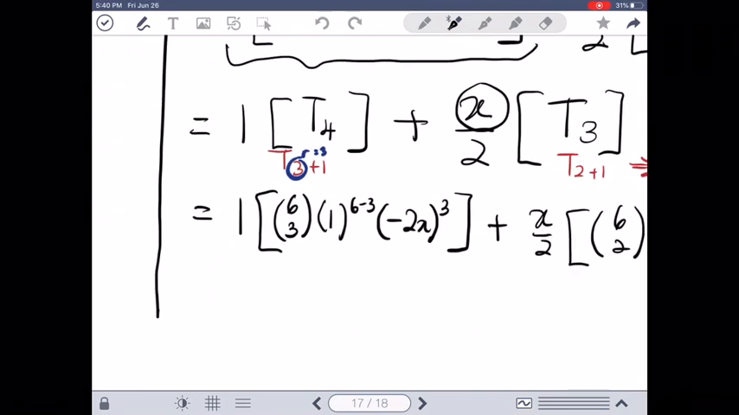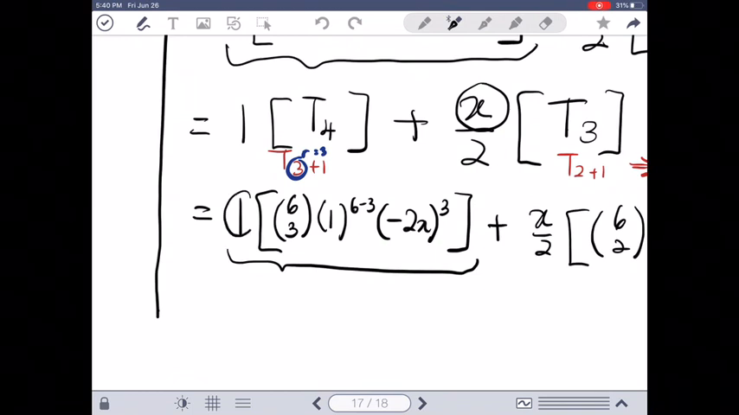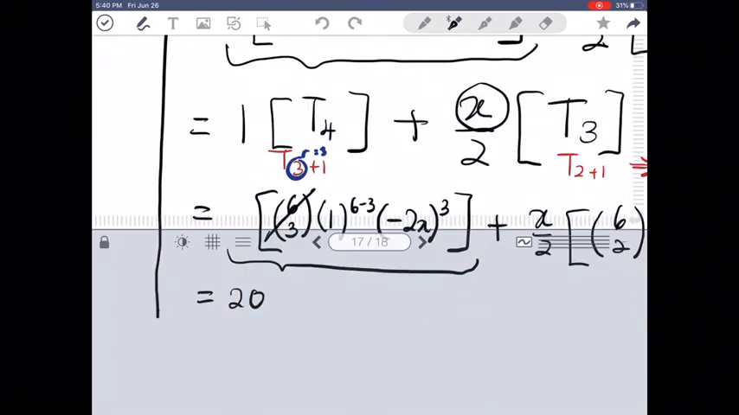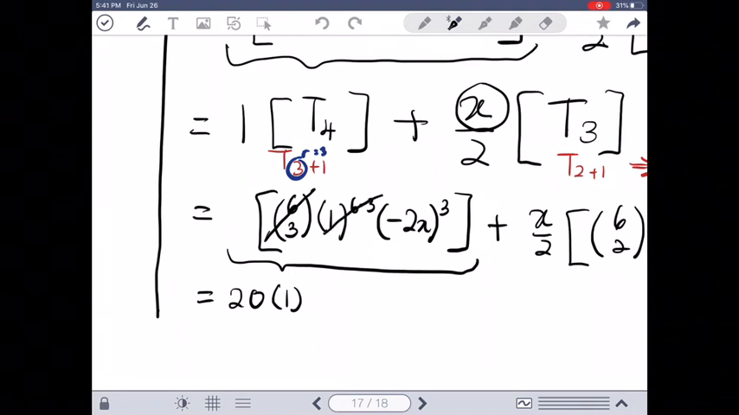Okay. Now, we simplify this. So 1 times anything is equal to anything. This one is insignificant. We can just erase that. It still produces the same answer. So 6C3 is equal to 20. Done with that. 1 to the power of anything is just equal to 1. Done with that. So negative 2 to the power of 3.